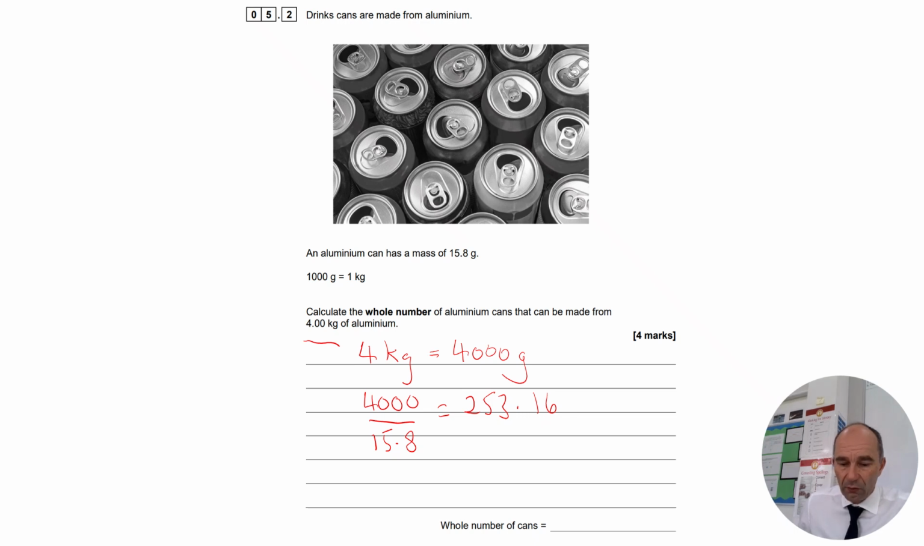Now obviously we're not going to make 0.16 of a can. So look at the question, calculate the whole number of aluminium cans. Well, we're going to have to round down to 253 cans. There's 4 marks, which is a nice, fairly straightforward 4 marks really. Now, where do all the marks come from? Well, you get 1 mark just for converting, 2nd mark for the calculation, 3rd mark for getting that answer, and then the 4th mark for rounding down to the sensible number, like the whole number of cans which can be made. So well done if you got all the marks on that one.